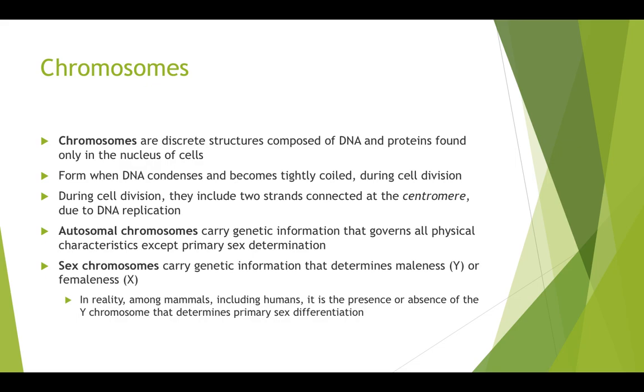But because X's are present in both males and females, it does a whole lot for both sexes. It is the presence or absence of the Y chromosome that determines primary differences in sexual anatomy. In particular, there is a gene on the Y chromosome called the SRY gene, or the sex-determining region Y gene, that starts that process of sexual differentiation in the developing embryo. And so at about the 5th or 6th week of gestation, if there's a Y chromosome with a properly functioning SRY gene, it will start a cascade.